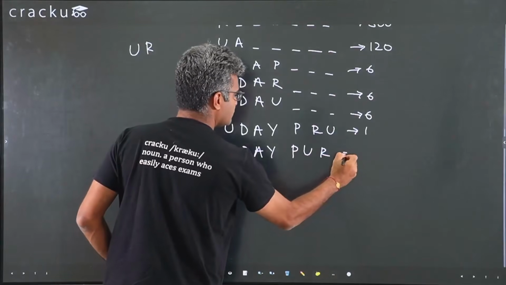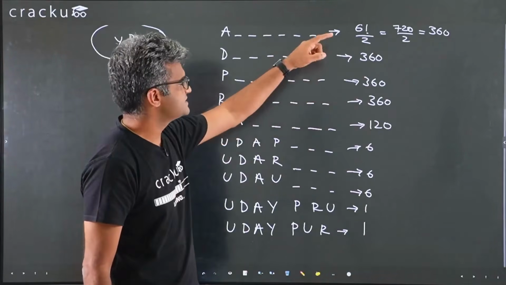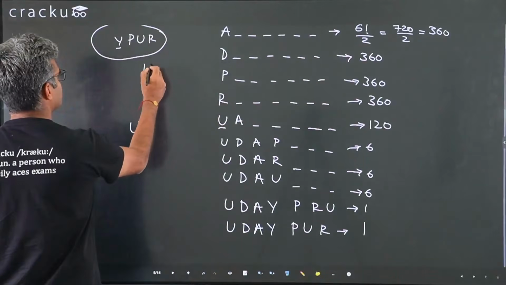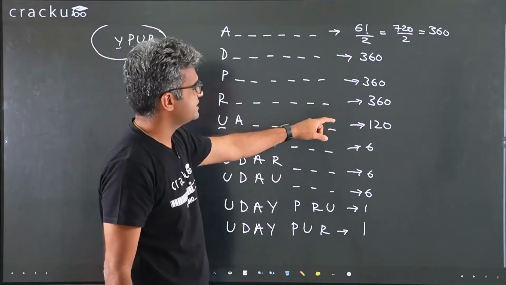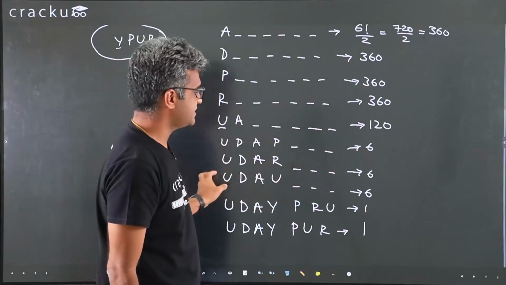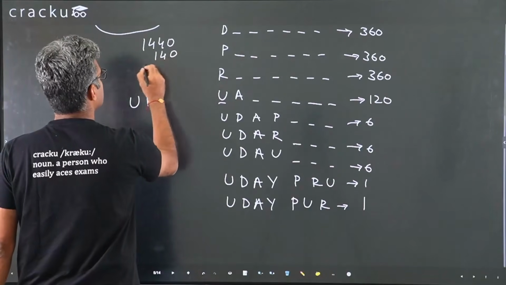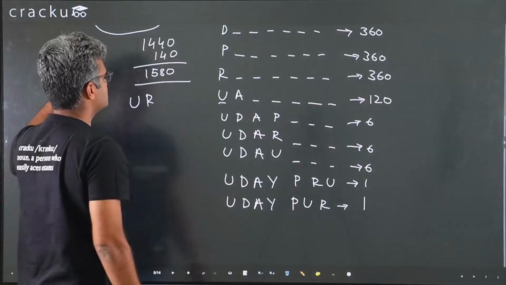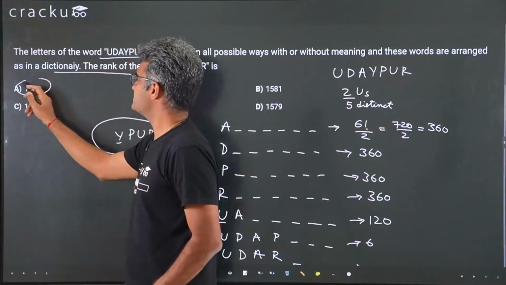So the rank of Udaipur is the sum of all of them. That is 360 plus 360 plus 360 plus 360 is 1440, plus 120, plus 3 times 6 is 138, plus 2 is 140. This will be 1580. So the rank of Udaipur in the dictionary is 1580, which is option A.